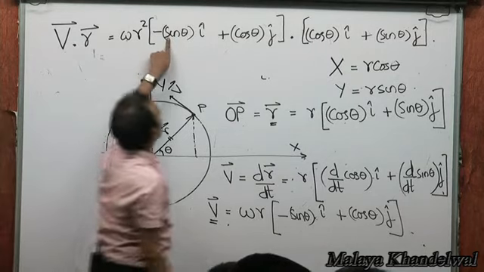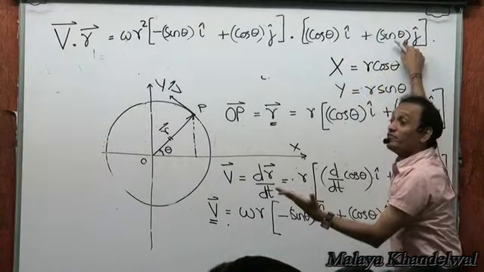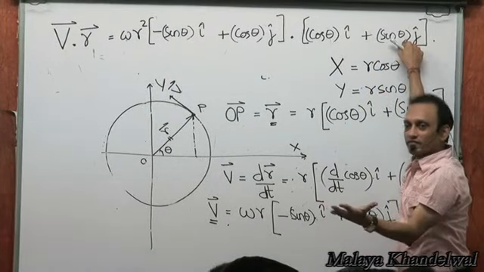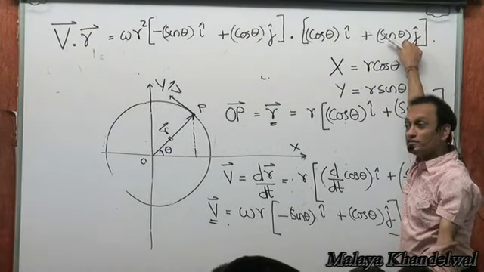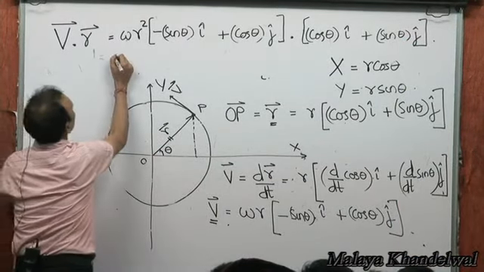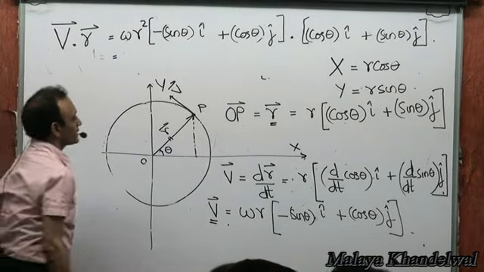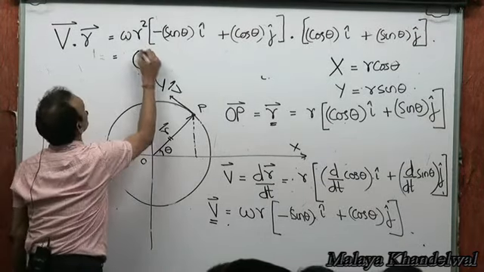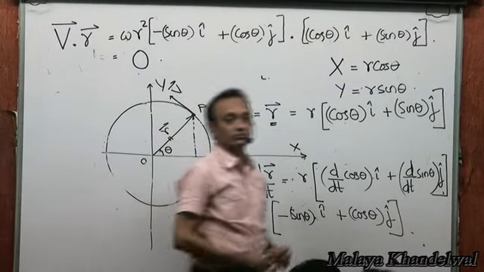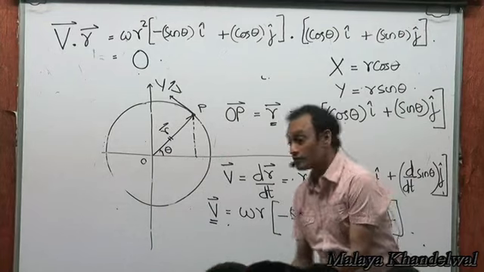Yes, so what's the dot product? Minus sine theta cos theta plus cos theta sine theta, which is 0. You then become a hero. Right? So this then, like I said, is going to be 0. V dot r turns out to be 0. And if V dot r turns out to be 0, that means V is perpendicular to R.